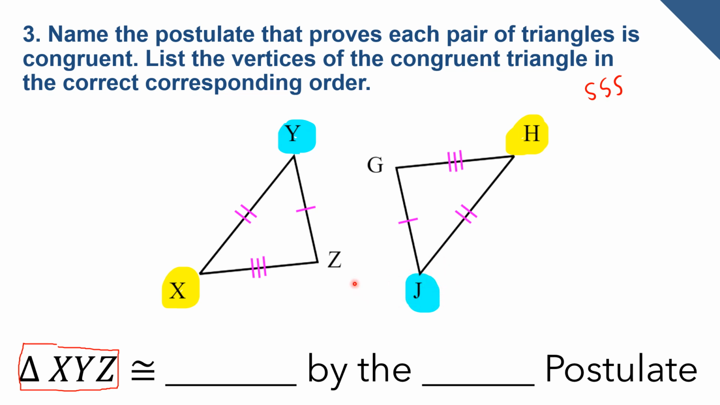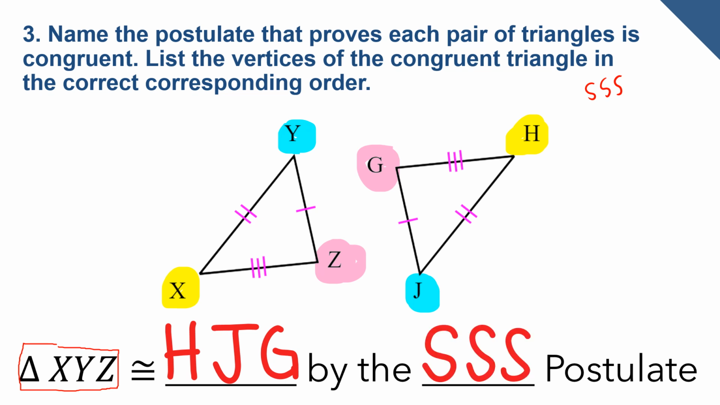And that leaves Z, which is the angle that is in between the side with 1 tick mark and 3 tick marks. The angle between the side with 1 tick mark and 3 tick marks is G. So Z and G match up. All right, so now we can name this. X matches with H. Y matches with J. Z matches with G. So H, J, G. And that is by the side-side-side postulate. Okay.